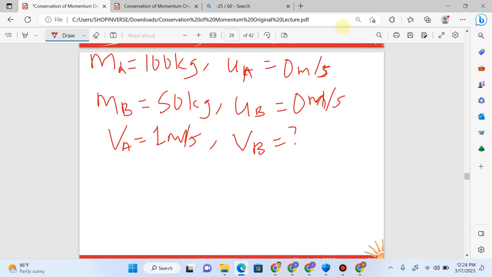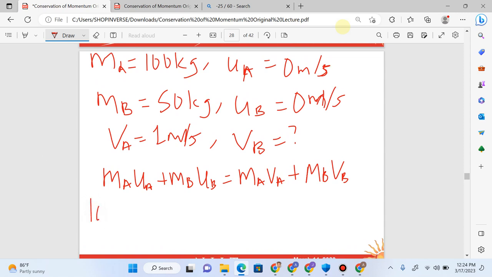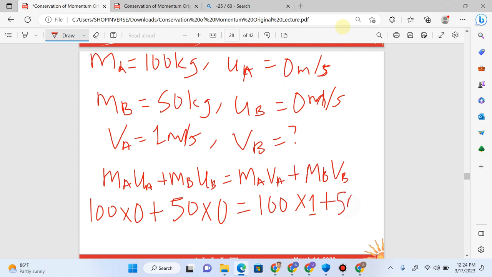You state the law of conservation of linear momentum mathematically, which is MAUA plus MBUB equals MAVA plus MBVB. All right, let's go. MA is 100 kilogram. UA is zero, the initial speed of the man. Plus MB, the mass of the woman, which is 50, times the initial speed of the woman, which is zero, equals MA, 100 kilogram, times the final speed of the man, 1 meter per second, plus MB, 50, times the final speed of the woman, VB, which you do not know.